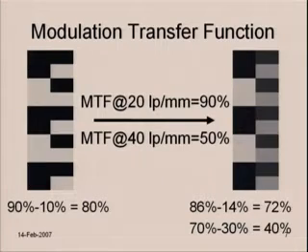Once again, you can imagine we have this alternating pattern on the left. If the MTF at 20 line pairs per millimeter is pretty good, at maybe 90%, but it's rolled off, and by 40 line pairs per millimeter it's down to 50%, we'd get an image something like on the right. And you can see that the higher frequency bands have lost more contrast.